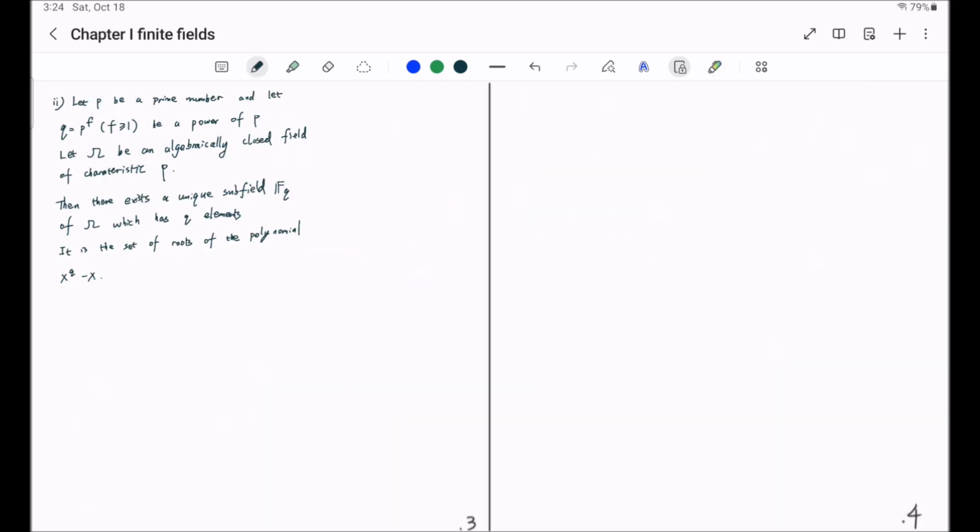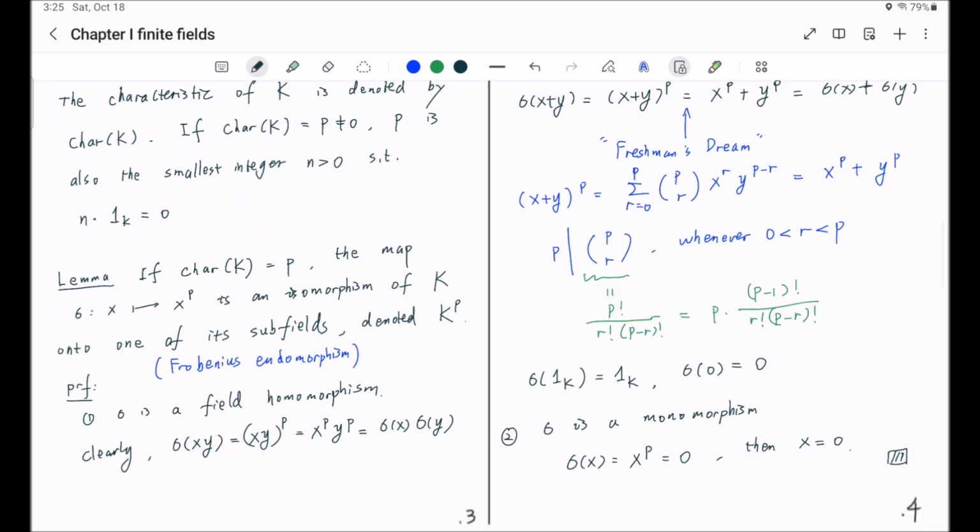Now let's prove the second part. If the characteristic of this omega is p, then by the lemma above, the Frobenius map sending x to x to the p will be a monomorphism, or in other words, an isomorphism onto one of its subfields, that is, onto its image.